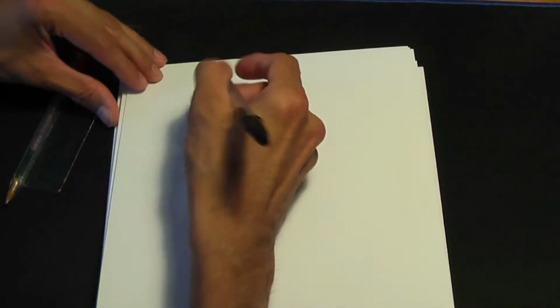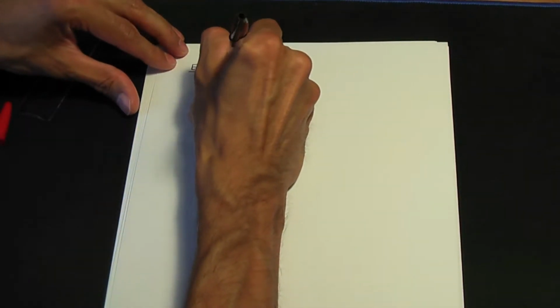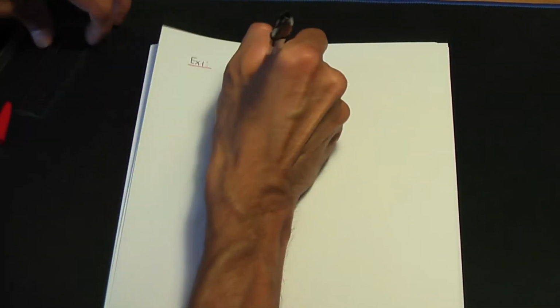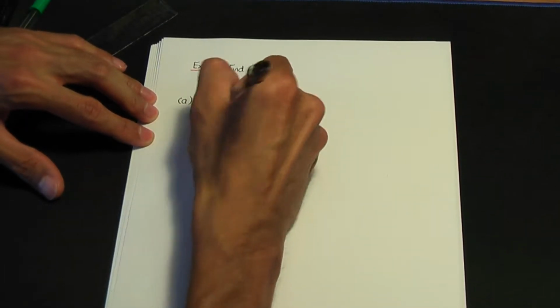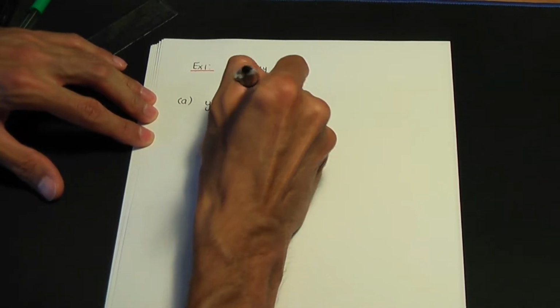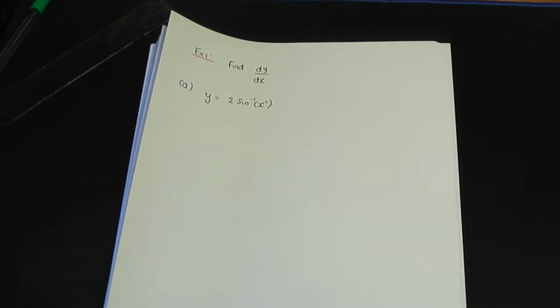So let's try some examples. So example number 1. Let me take a red pen and a ruler and underline this. The question is, let's find dy over dx. So let's go through a number of examples. In part A, y is equal to 2 sine inverse x squared.